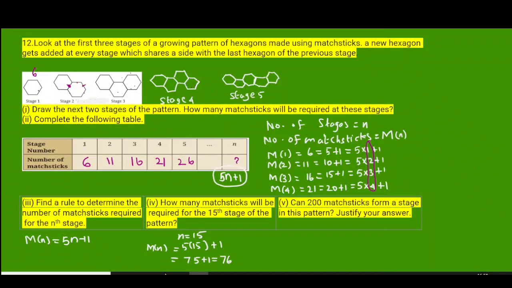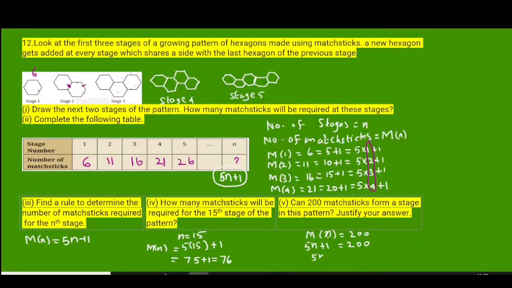Can 200 matchsticks form a stage in this pattern? Justify your answer. The question is whether we get 200 matchsticks in some stage n. So we take 5n plus 1 is equal to 200. If we get n as a whole number, then in that stage we will get 200. If we are not getting n as a whole number, then with 200 matchsticks we cannot get the pattern.